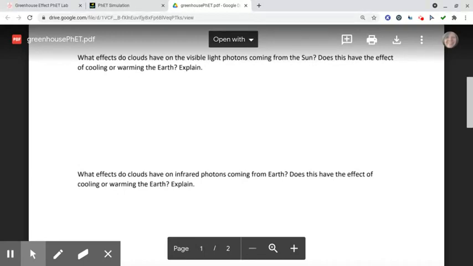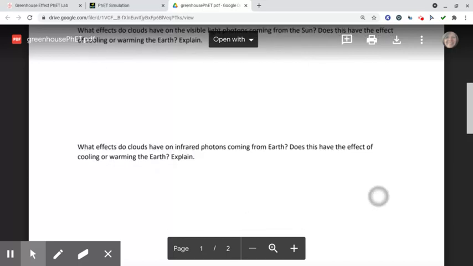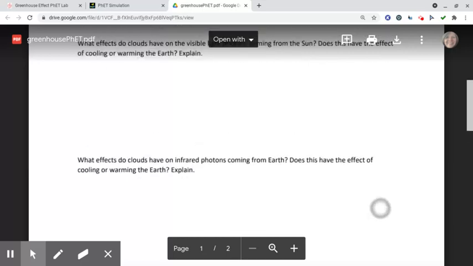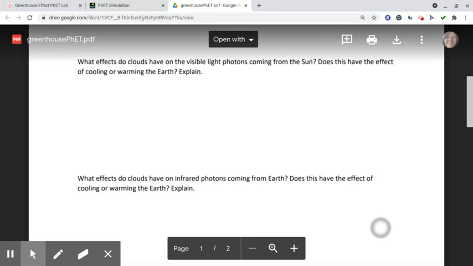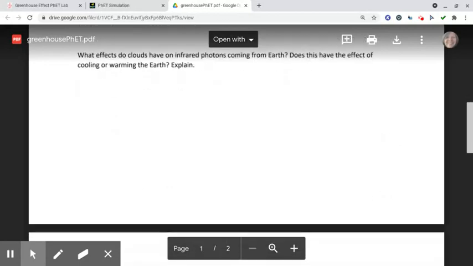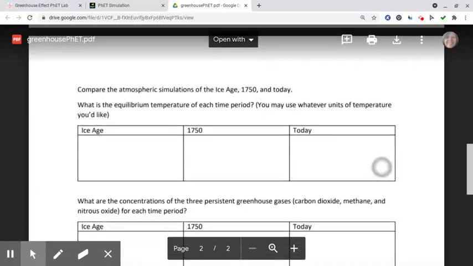What effects do clouds have on infrared photons coming from Earth? Does this have an effect on cooling or warming? Well, it appeared that the clouds created a blanket, and the clouds were keeping that infrared in. So how do you think that would affect our Earth? The sunlight can't get to the surface, but the infrared isn't leaving. Okay. Think through that one.